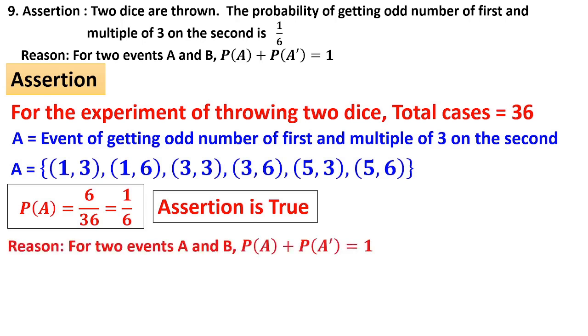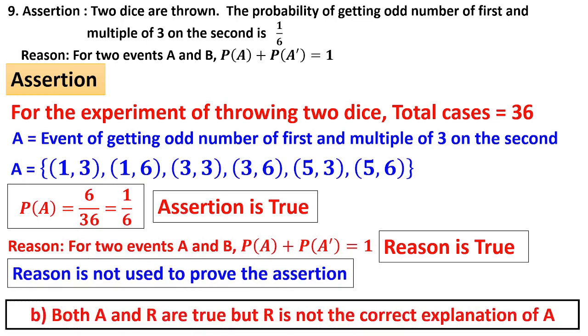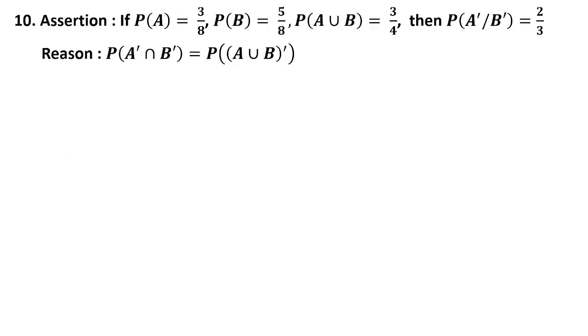P(A) + P(not A) = 1. It is also true, but the reason is not used for the assertion. Therefore, both A and R are true, but R is not the correct explanation of A. Let us move on to question number 10. The assertion: P(A), P(B), P(A union B) are given, and we have to find P(A'|B'). The reason is given as a formula for P(A' intersection B').